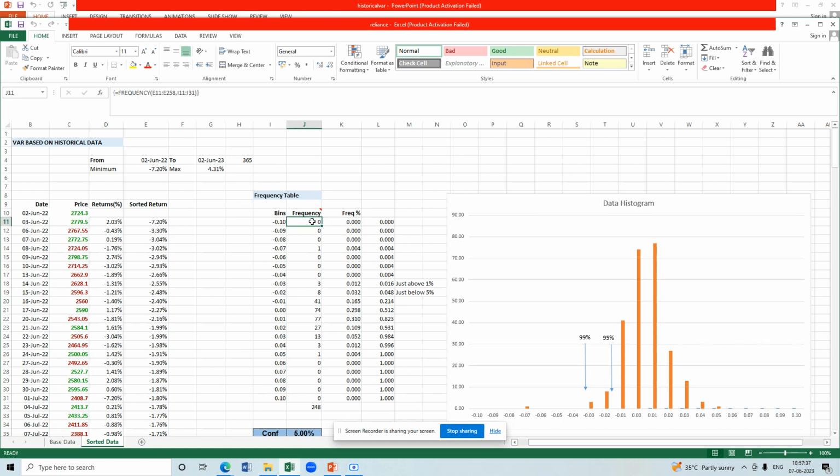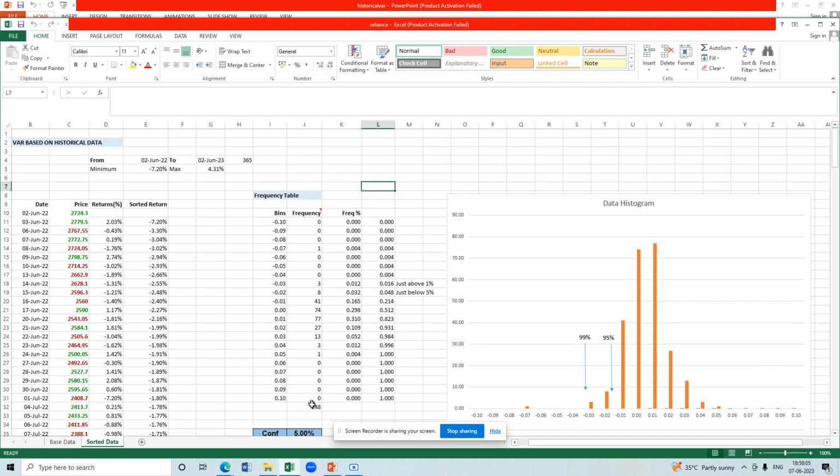And then you need to calculate the frequency. So how do you do that? You basically select this range. Please look at this carefully. And then you put the formula. And the formula is E11 to E258, which is your base data, and then I11 to I31, which is your bin range. Do a control shift enter, and you'll get the frequency.